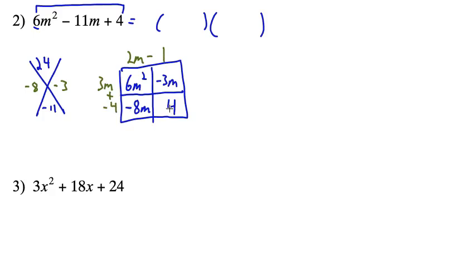Let's double check the corner here. -4 times -1 equals +4. Now we know our factors. So we have 2m minus 1 times 3m minus 4. Now we could multiply these out and we would get the same answer we got here. All right, moving on to factoring completely.